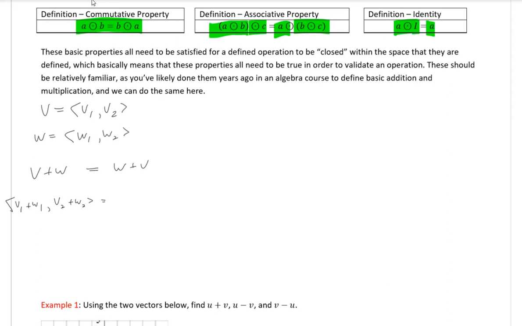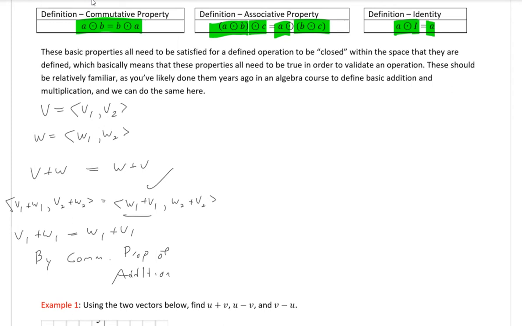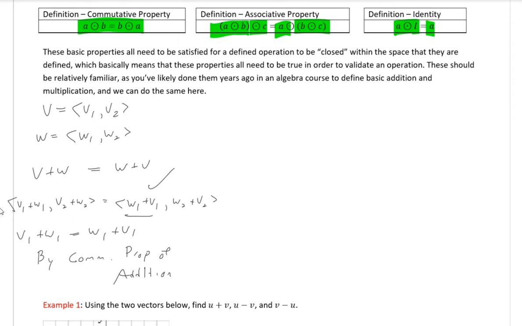That's what that addition means. And then if I do the other way around, W plus V, I get W1 plus V1, and then W2 plus V2. This we verify as true because the inside, we know that V1 plus W1 equals W1 plus V1 by the commutative property of addition. We know this is true for algebraic values. So since that's true for algebraic values, we can expand that back and say that's also true for these vector values. So that's the commutative property.